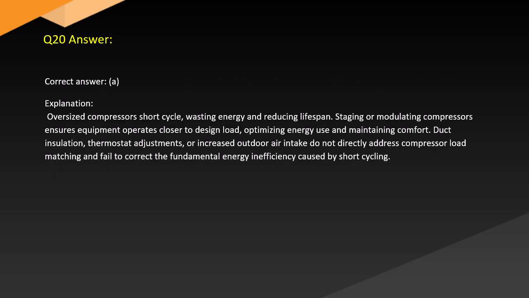Answer. Correct answer, A. Explanation. Oversized compressors short cycle, wasting energy and reducing lifespan. Staging or modulating compressors ensures equipment operates closer to design load, optimizing energy use and maintaining comfort. Duct insulation, thermostat adjustments, or increased outdoor air intake do not directly address compressor load matching and fail to correct the fundamental energy inefficiency caused by short cycling.